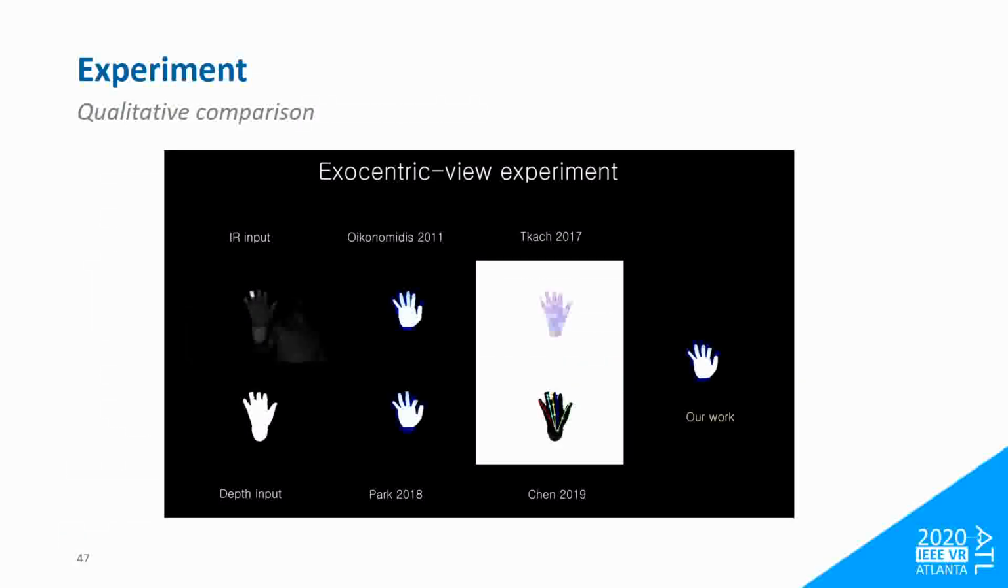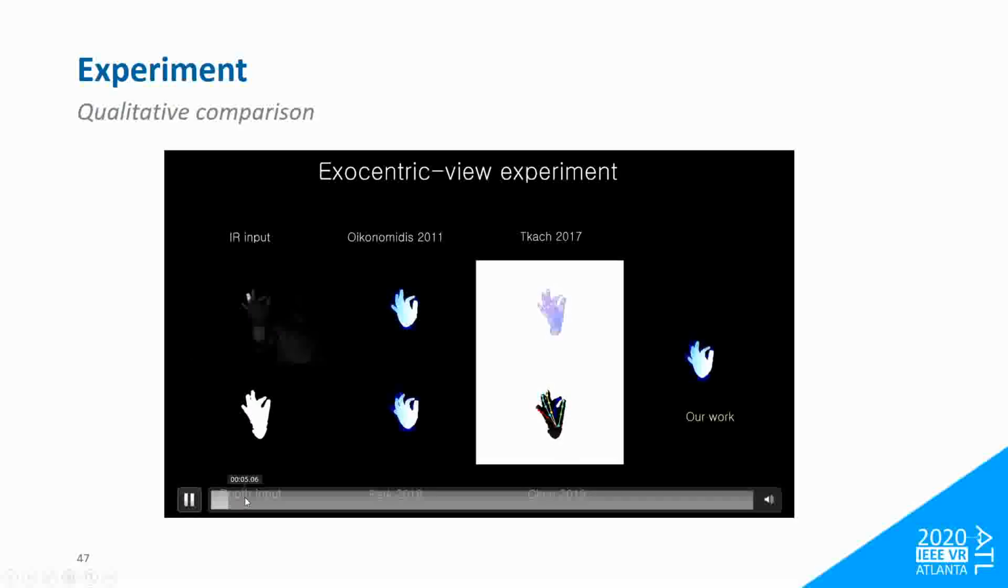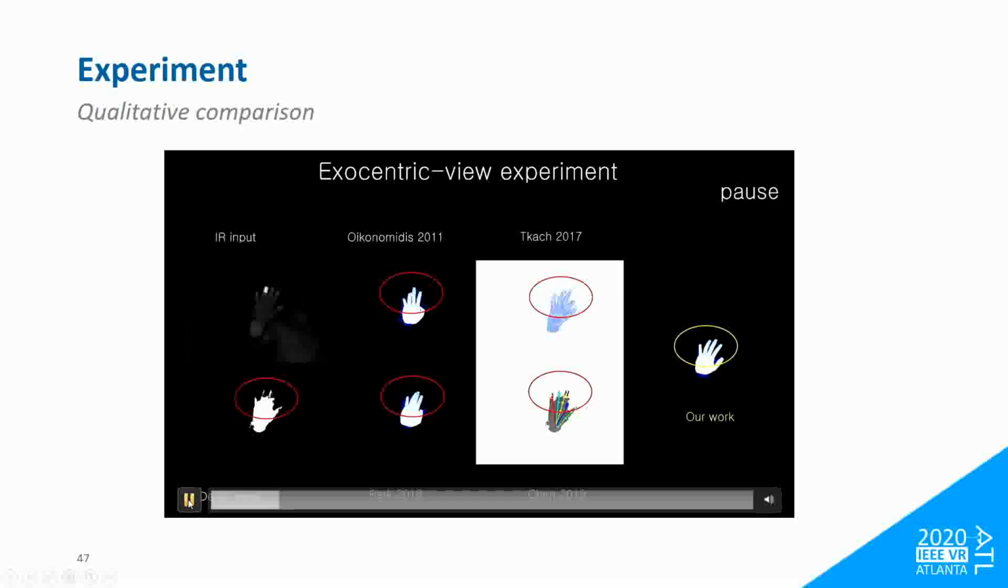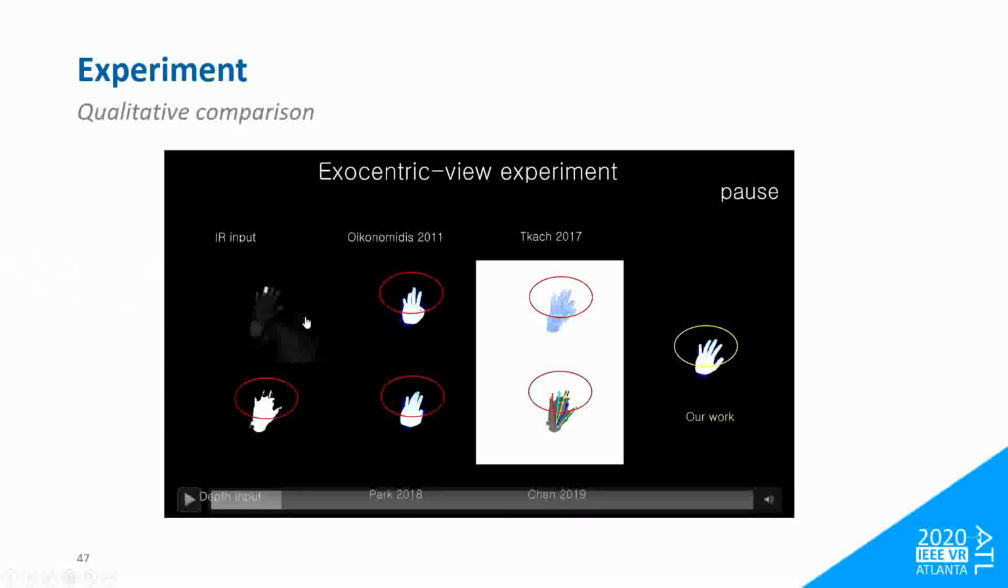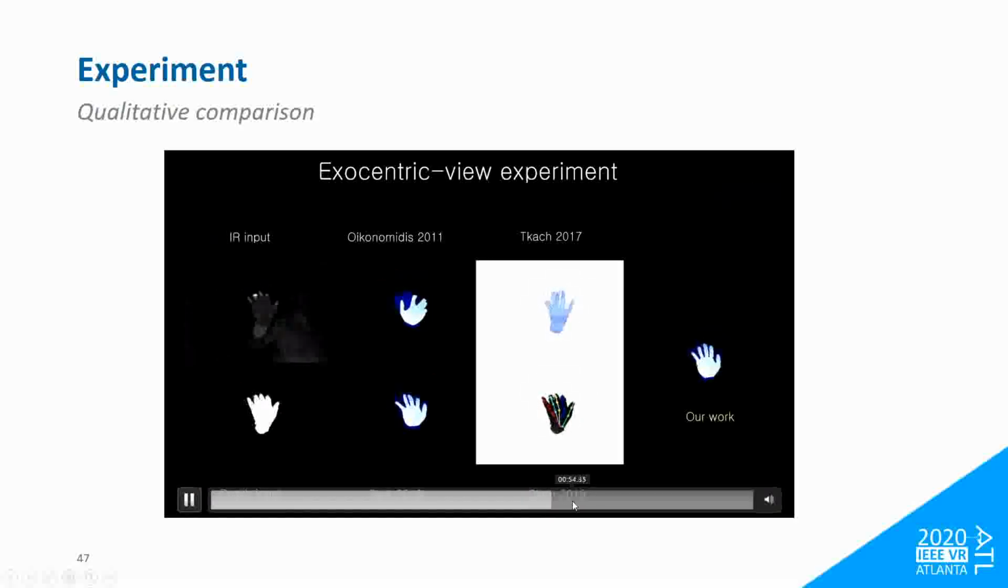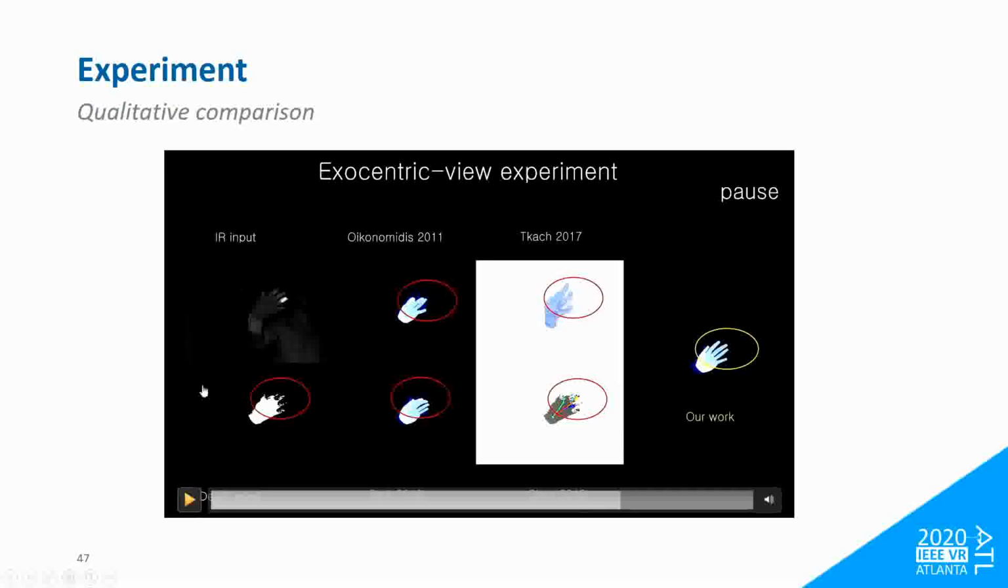This is a qualitative comparison result. When the hand rotates fast, motion blur is generated like this. When some joints are blurred, the performance of other methods drops, but our method shows an adequate result. And another frame is like this. Again, there is motion blur and a similar result.